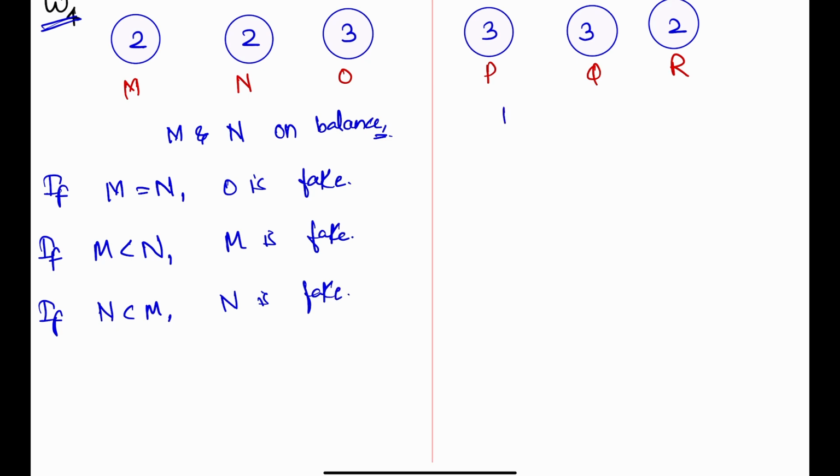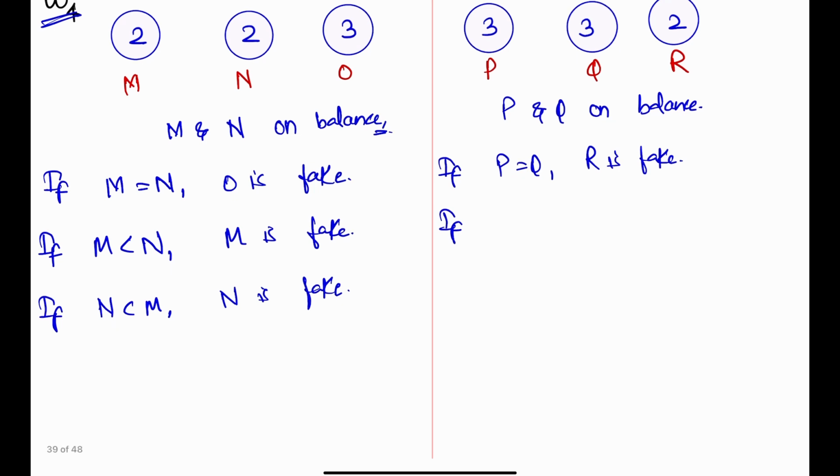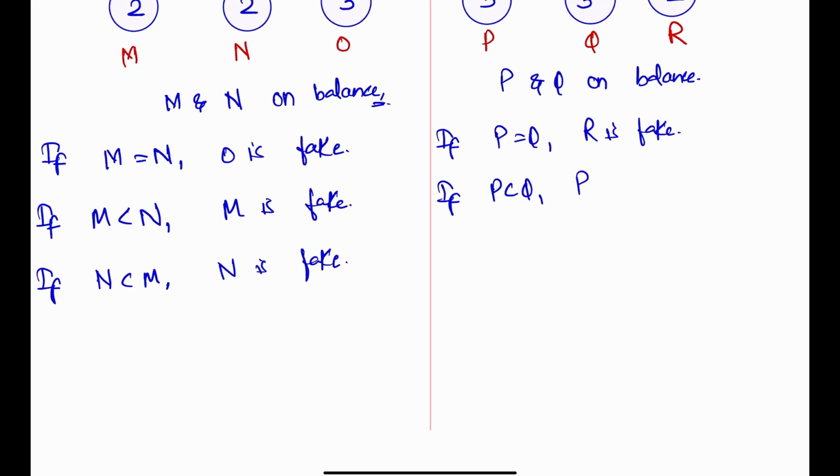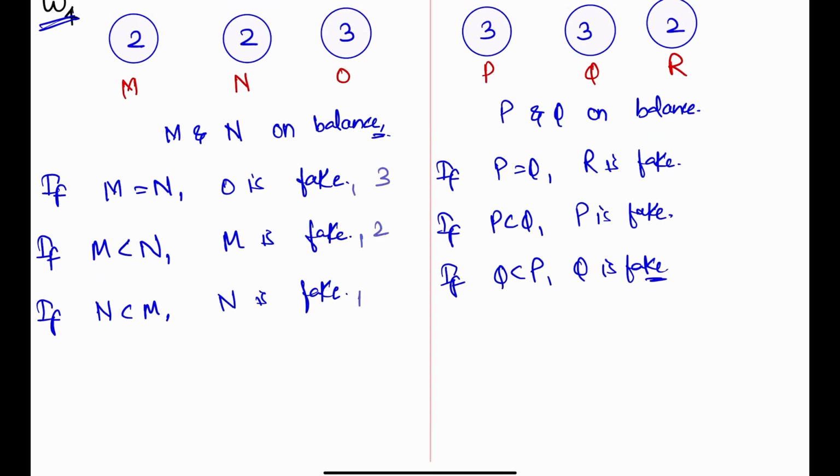Similarly, we need to put P and Q on the balance. So if P is equal to Q, then R is fake. If P is less than Q, P is fake. If Q is less than P, then Q is fake, right? And the values are like, if O is fake, 3, 2, 2, and here if R is fake, which means 2, 3, 3.